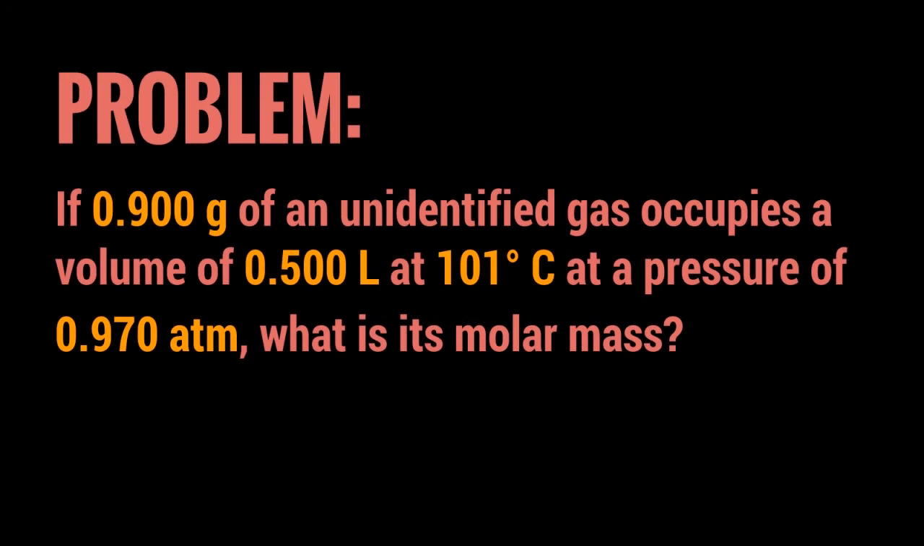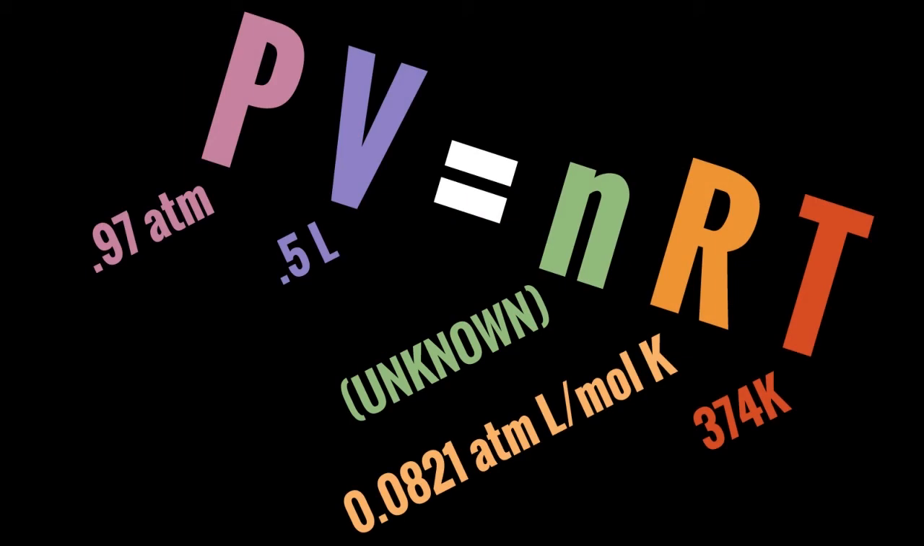If 0.900 grams of an unidentified gas occupies a volume of half a liter at 101 degrees Celsius at a pressure of 0.970 atmospheres, what is the molar mass? We use the equation from before, PV equals nRT. We have 0.97 atmospheres for our pressure, half a liter for our volume. We don't know the moles; we're trying to find the moles. We have our ideal gas constant, 0.0821 atmosphere liters per mole Kelvin. We've got our temperature, 374 Kelvin, which we got by adding 273 to 101 degrees Celsius.